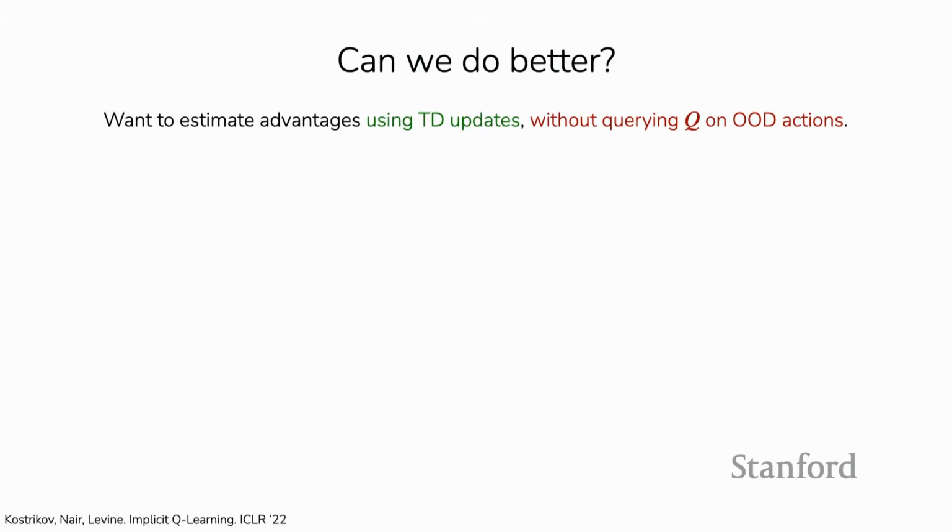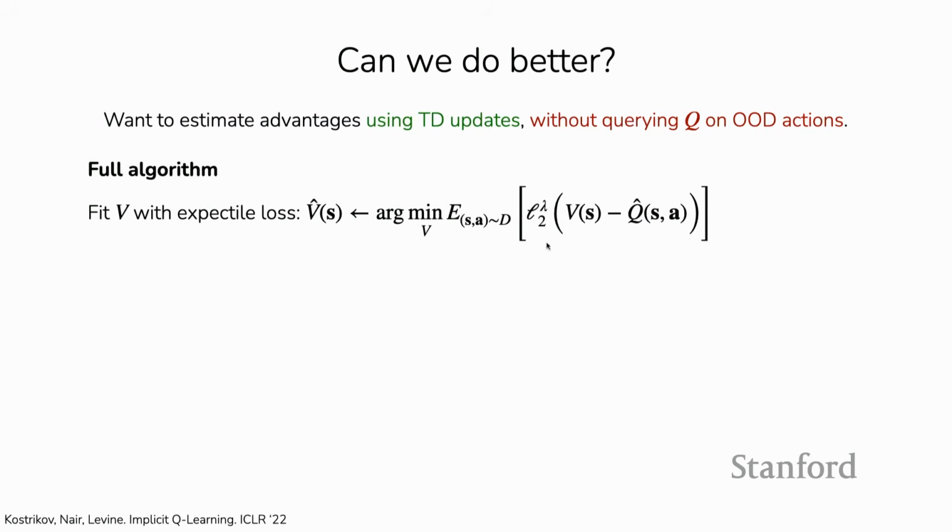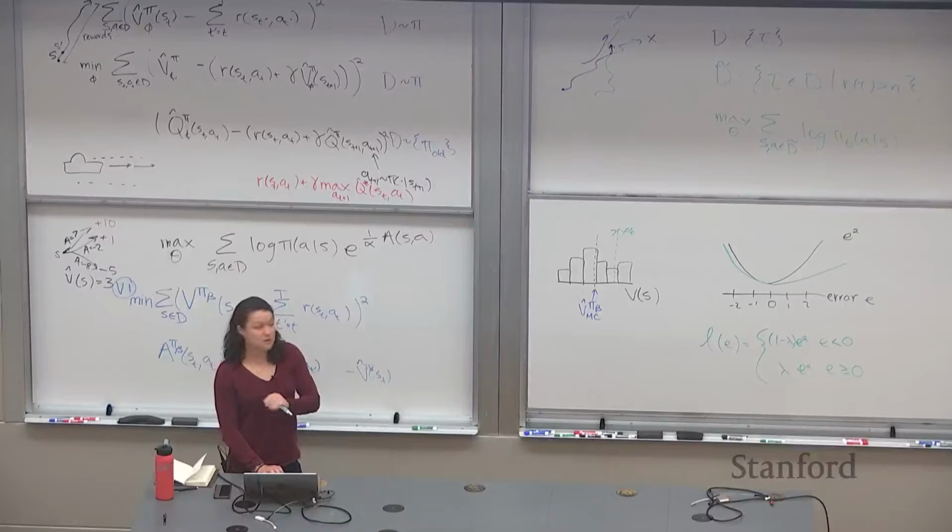So coming back to our algorithms, if we want to fit our value function, we can use this expectile loss and basically fit a value function that is trying to estimate the value for a policy that's better than the behavior policy. This will be penalizing you for overestimating and underestimating, but it won't be penalizing you as much if you overestimate a little bit. Basically, if you're off by a little bit.